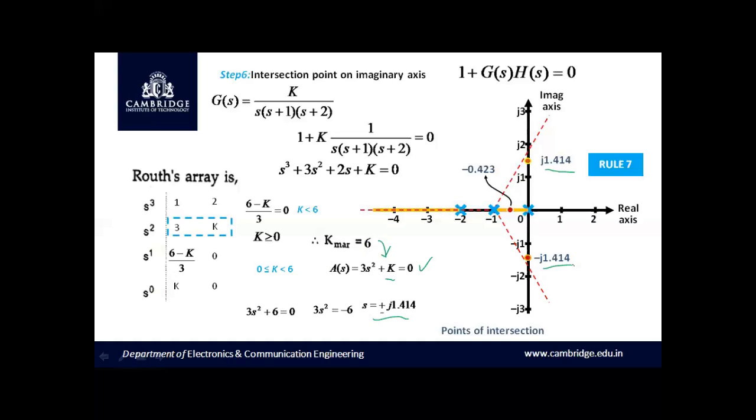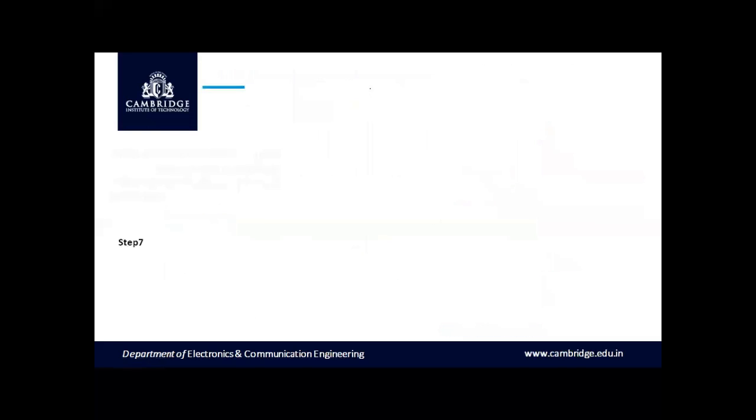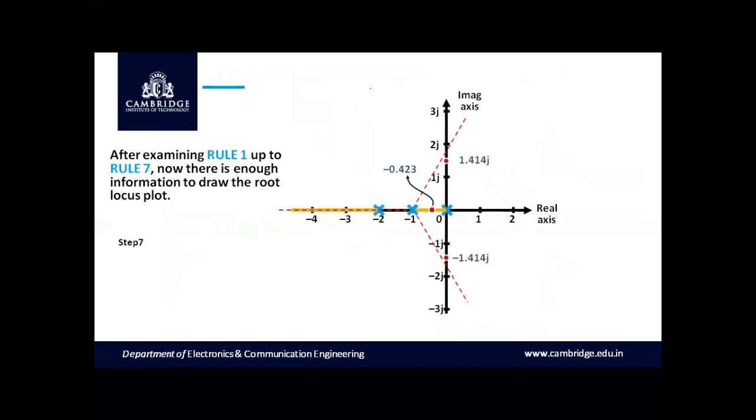Starting from rule number 1 to rule number 7, we have taken the same example. So let us look into the final plot of the root locus for the same example. After examining rule number 1 up to rule number 7, now there is enough information to draw the root locus plot. Almost 80% of the root locus is drawn. The only thing left is to plot the final graph.